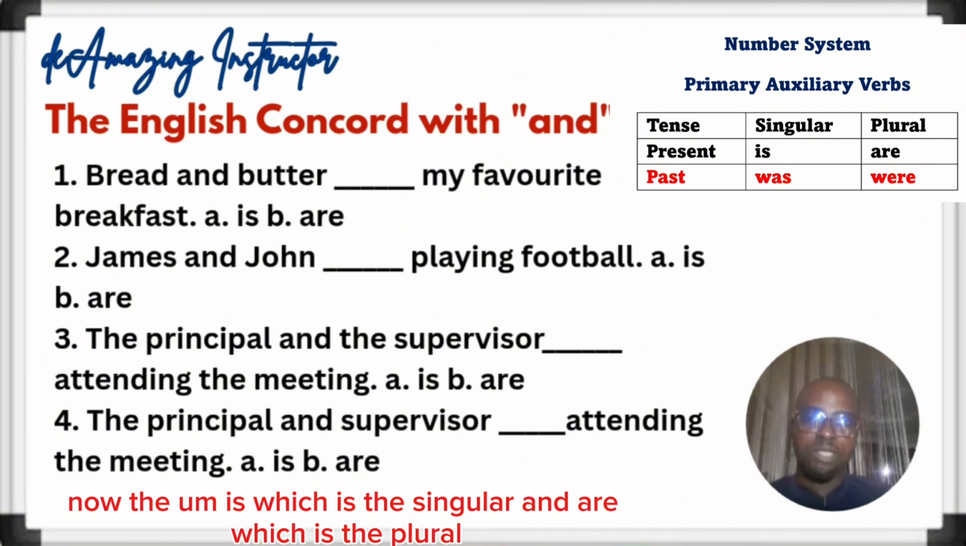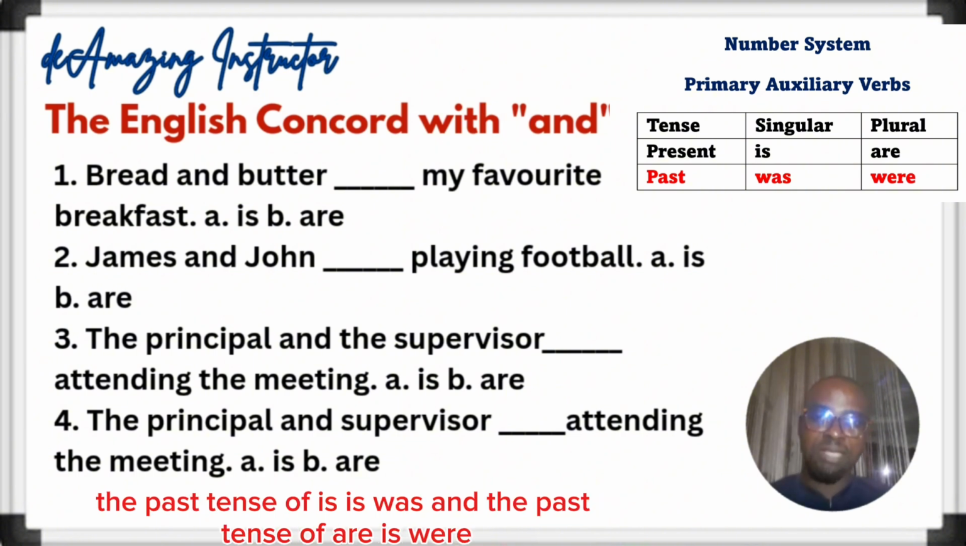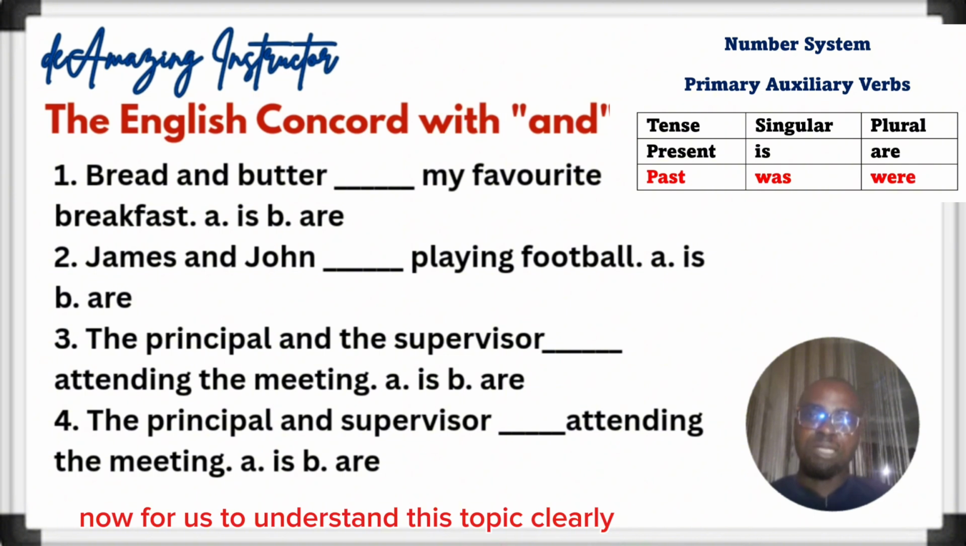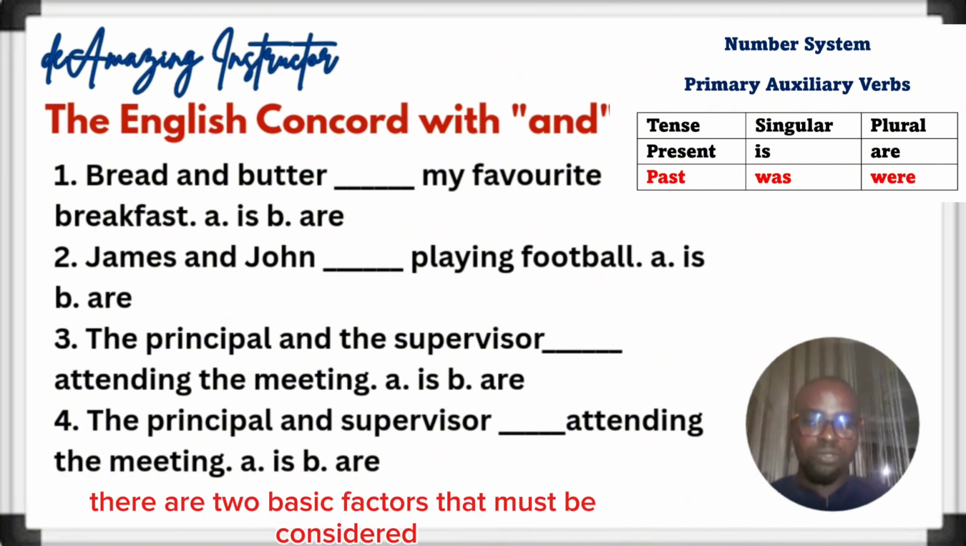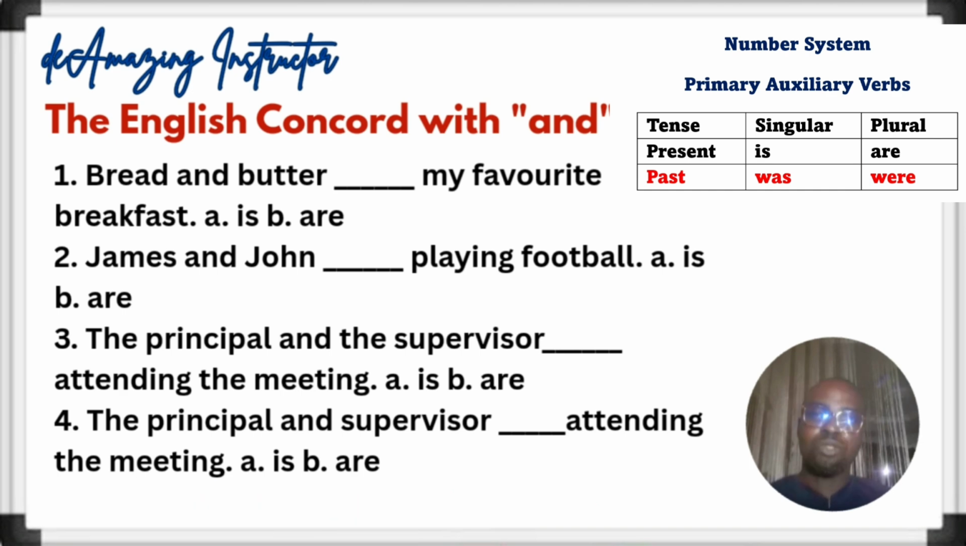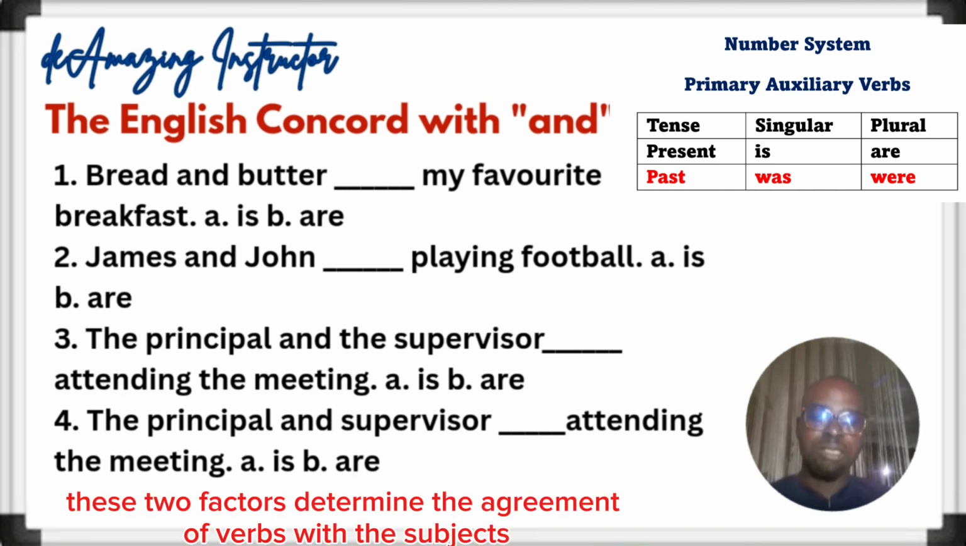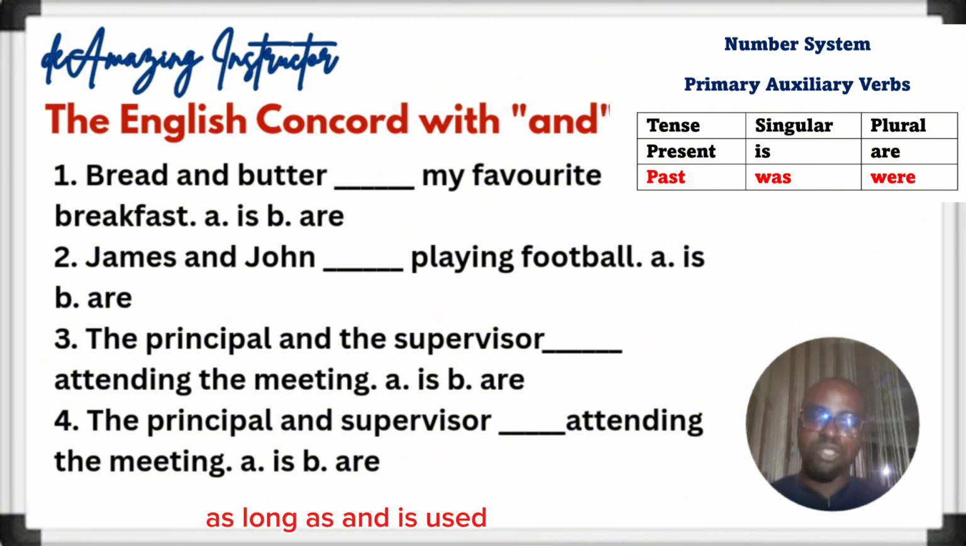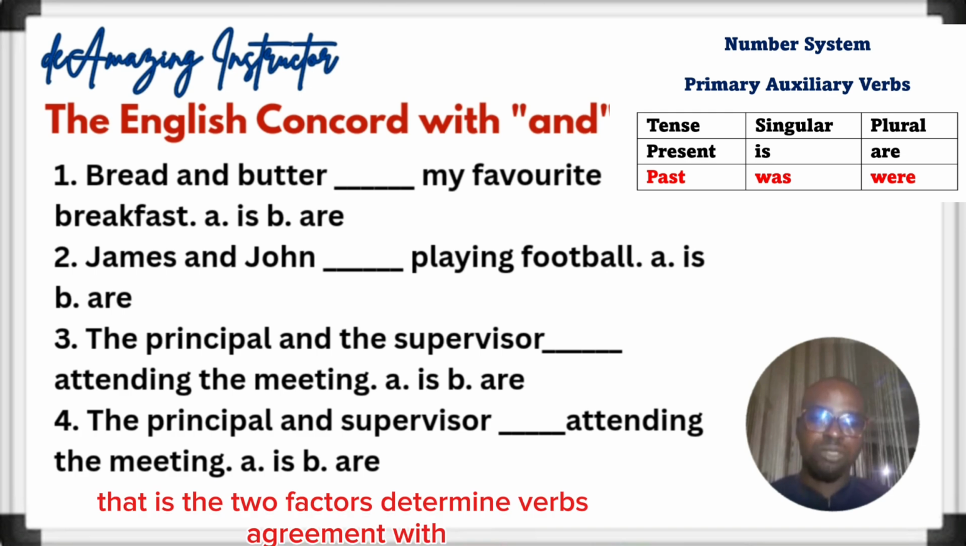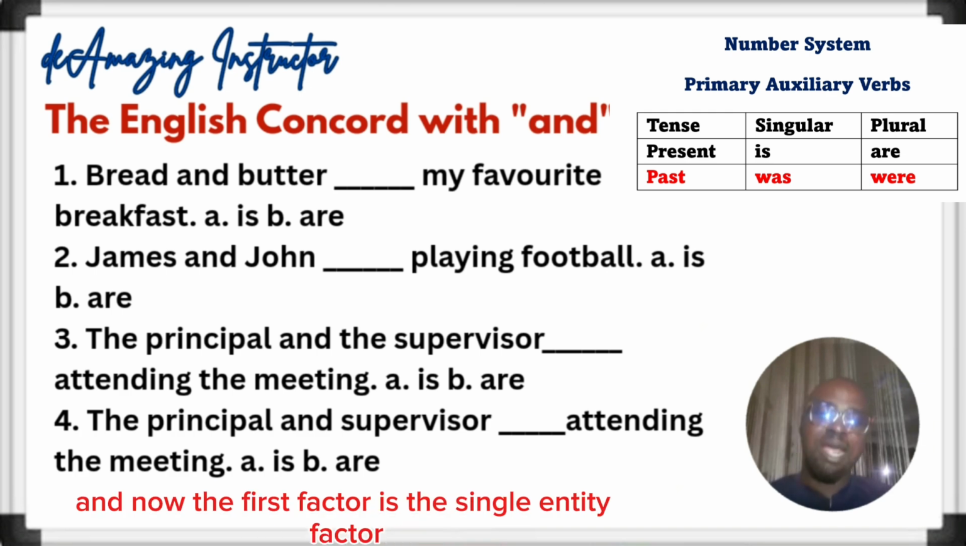Now, the verbs are "is", which is the singular, and "are", which is the plural. The past tense of "is" is "was", and the past tense of "are" is "were". Now, for us to understand this topic clearly, there are two basic factors that must be considered. These two factors determine the agreement of verbs with the subject as long as "and" is used.